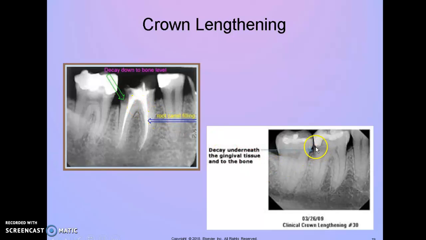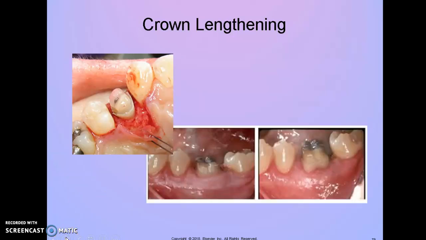In this case, we had decay under this restoration that was under the level of the tissue, very close to the bone, so crown lengthening would need to be done here also if they were going to be placing a crown on that tooth as a final restoration. Here's what it looks like in the mouth. We have the crown prep, and we took some of the bone away to see a very good picture of the margin now. And again, we can predict where that bone is going to heal with that bone being removed.